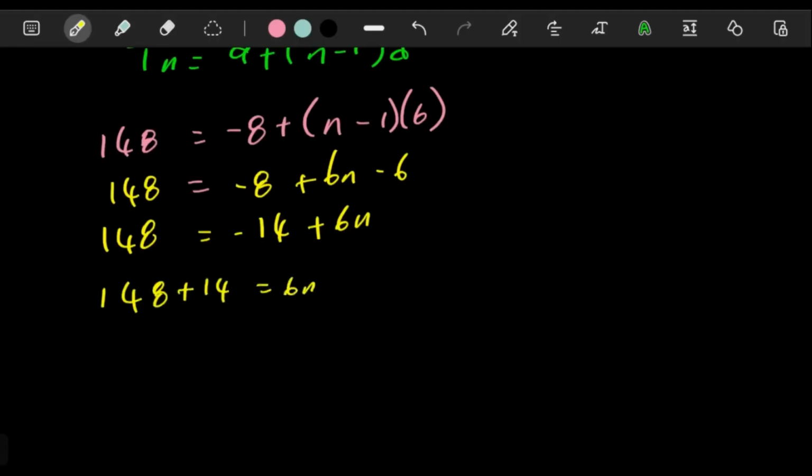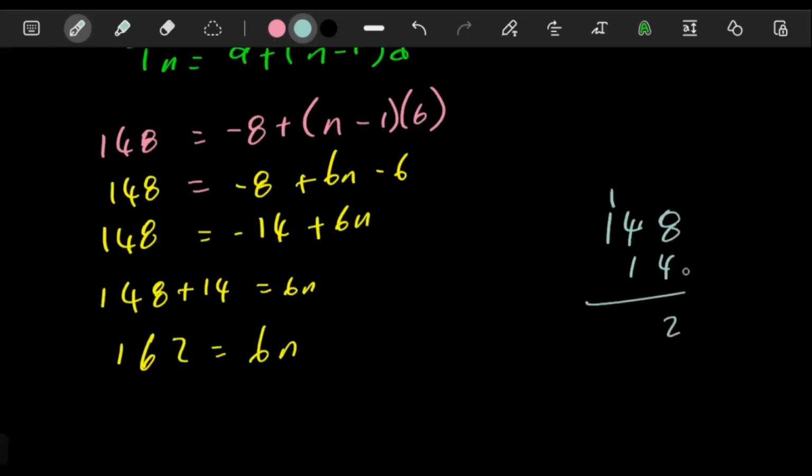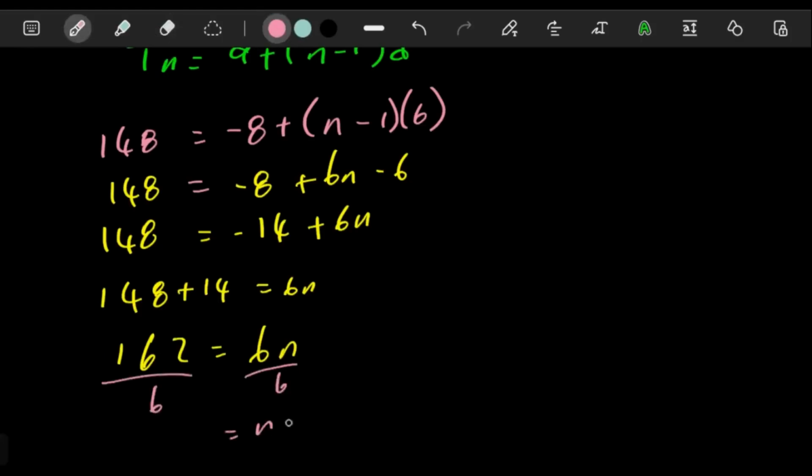So what you then need to do here is, let's see, this is going to give you 162 equal to 6n, right? It's 162 because look, 148 plus 14. This plus that is a 2, 12, right? And then 4 plus 1 is 5 plus 1 is 6. And 162, yeah. So in this situation, you're going to divide both sides by 6. Let's see in our calculator. This is going to give us 27.